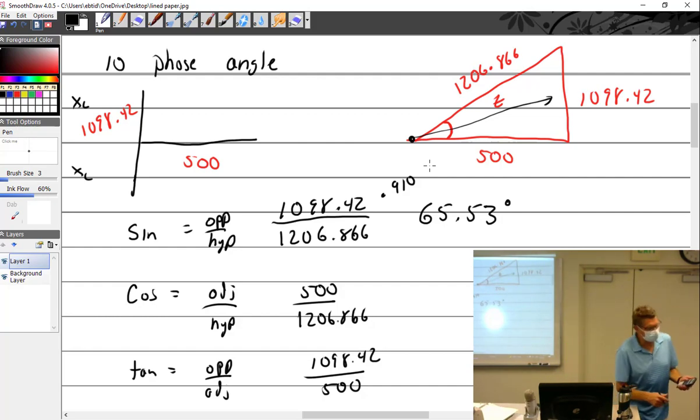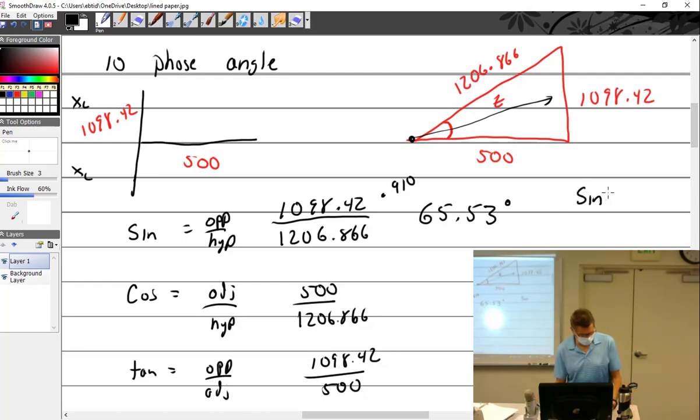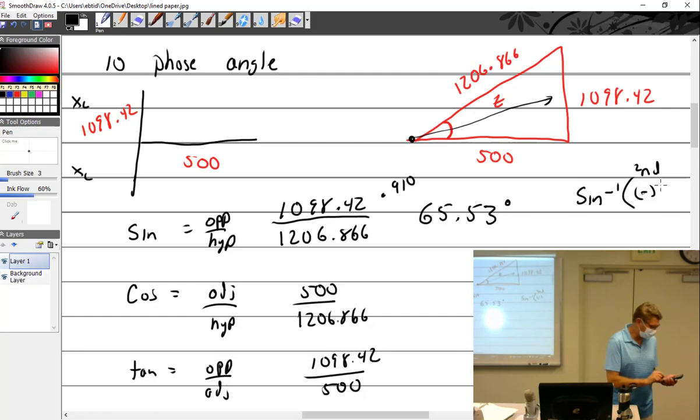Now what I'm going to do is I'm going to hit the second key and the sine key. Okay. Second sine key. And what you should see when that happens on your calculator right now, it says sine minus one. Hit second, answer, and then close those parentheses, equals, and you get 65.53.